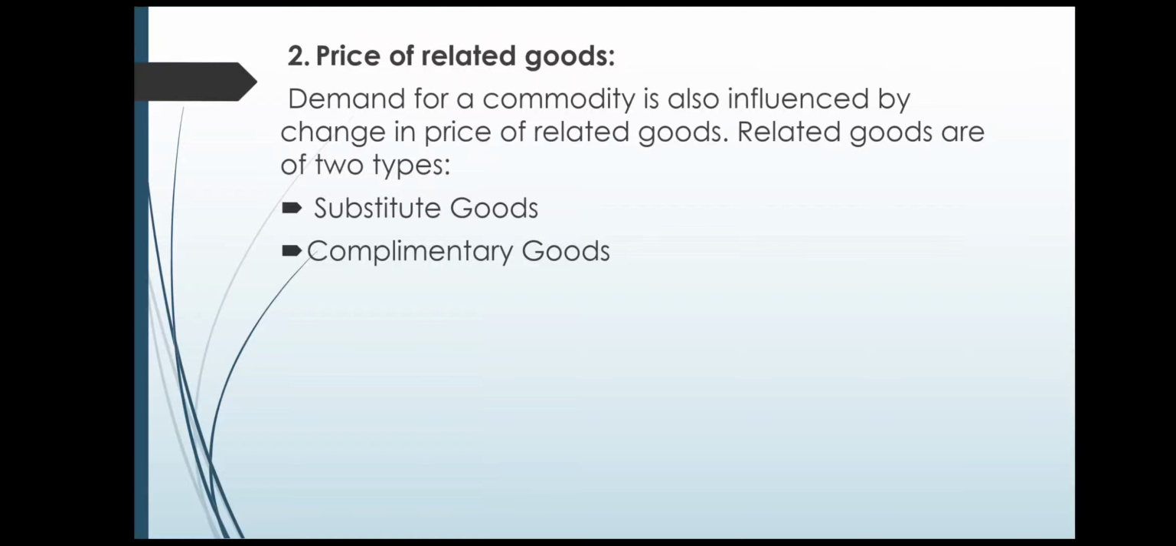So demand for a commodity is also influenced by change in the price of related goods. Whenever there is a change in price of related goods, demand also varies. Now related goods are of two types. The first one is substitute goods and the second one is complementary goods. So let us understand what these two types of goods are.